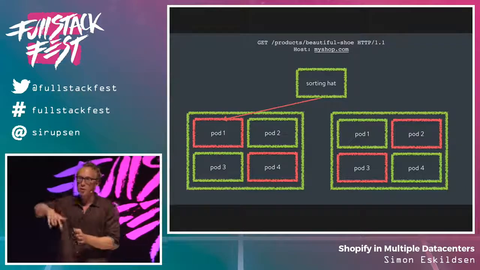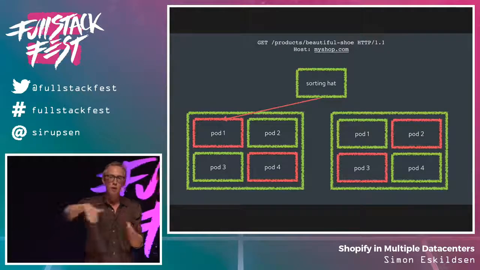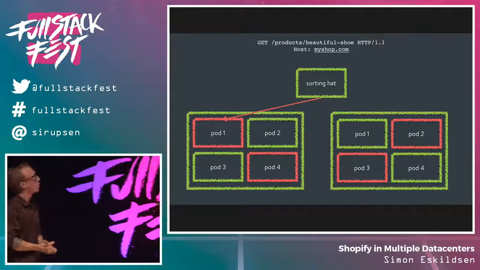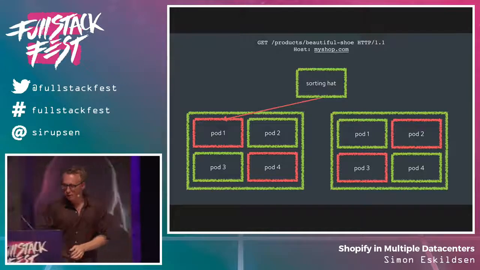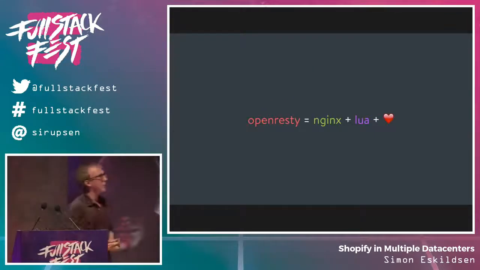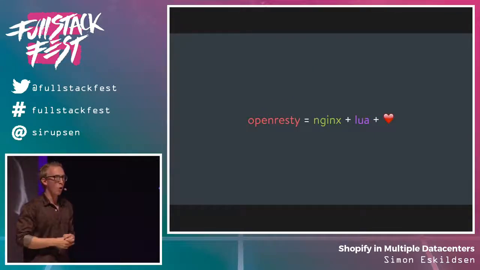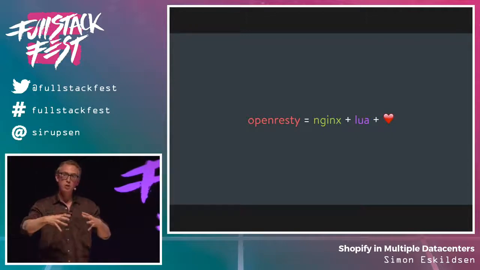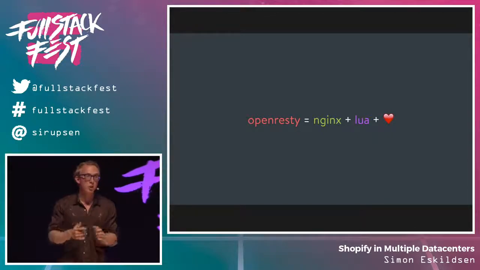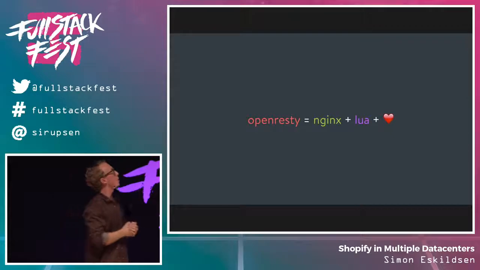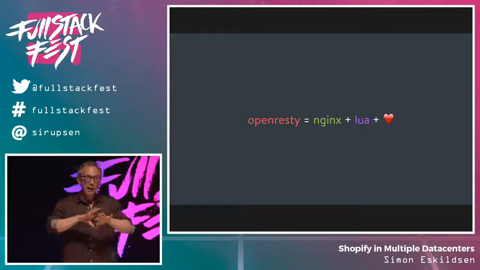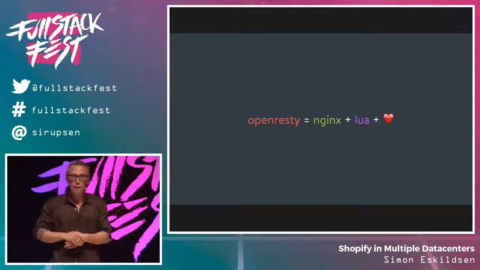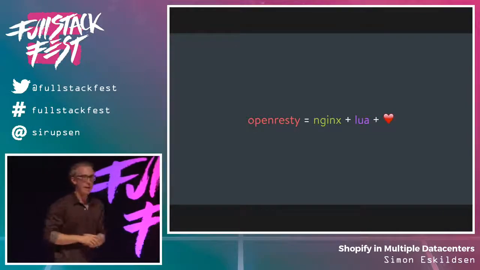And then you enter another Sorting Hat in that data center. It knows that it's local, and it's all fine. So this is the multi-DC strategy in a nutshell. And I just want to give a shout out here to OpenResty. This Sorting Hat module is written as an Nginx module, and we use Lua for this. And this is some of the best software that we run, in my opinion.